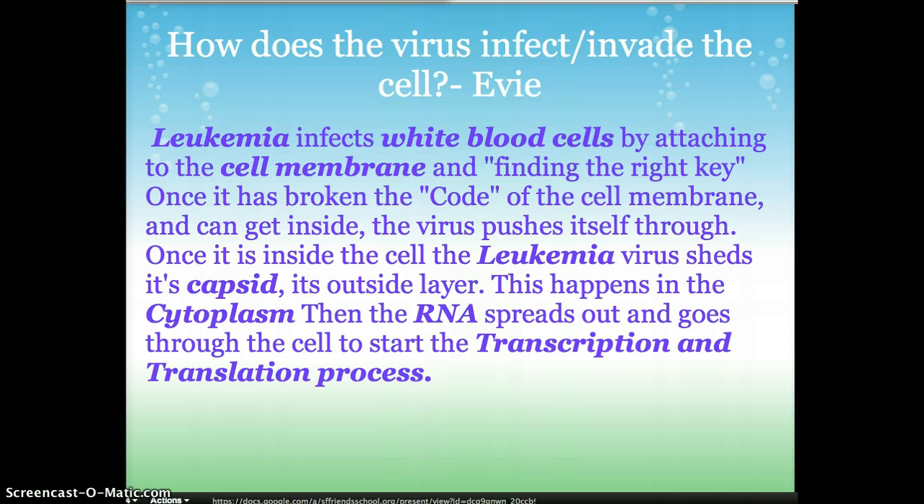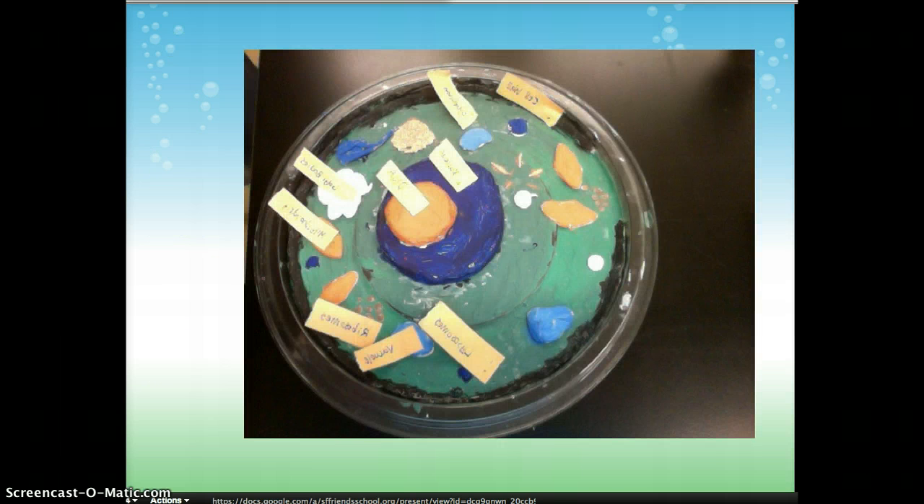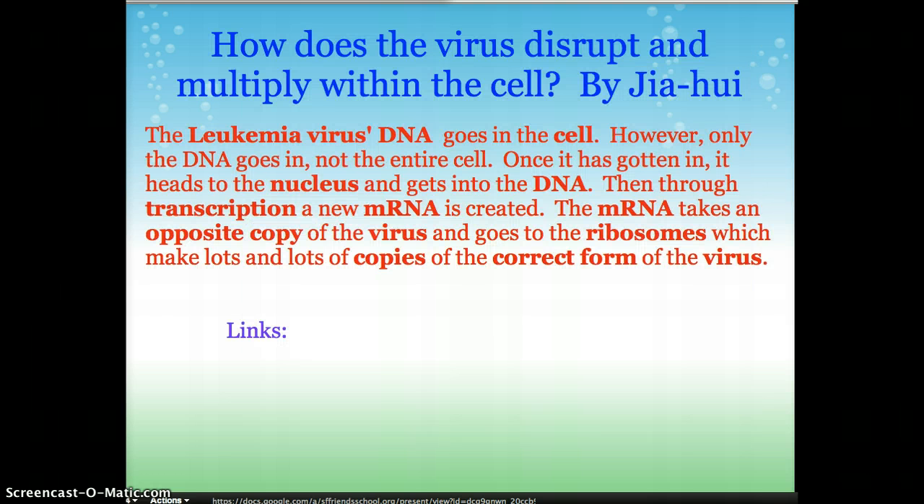It does this when it is in the cytoplasm, which is this kind of sticky green stuff that makes up most of the cell. And then the RNA spreads throughout the cell, and it goes through the transcription and translation process, which Jia-hui will tell us a little bit about. And this is our diagram of the cell with the nucleus in the center and lysosomes and mitochondria and other things surrounding it. So the virus takes a lot of steps to disrupt and multiply within the cell.